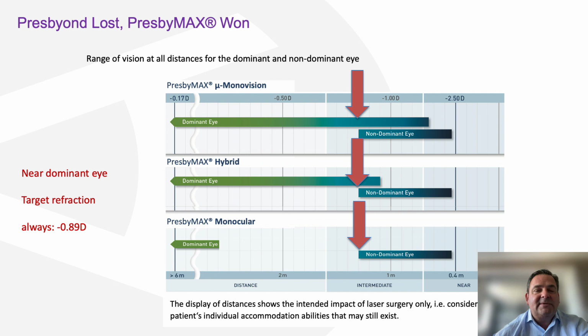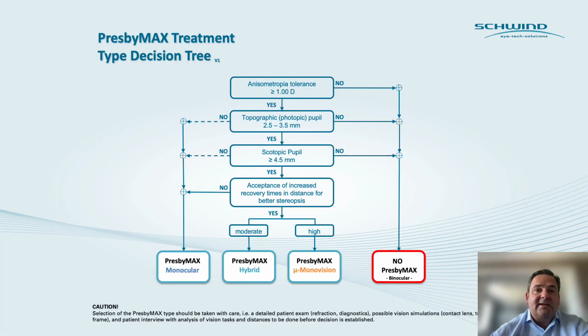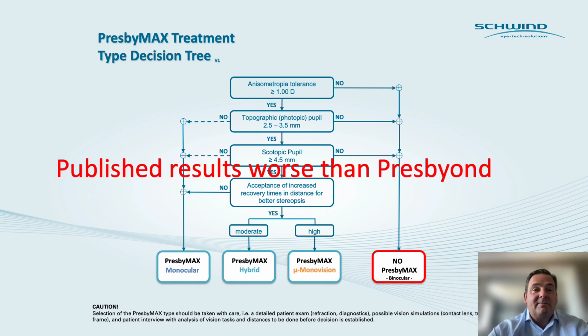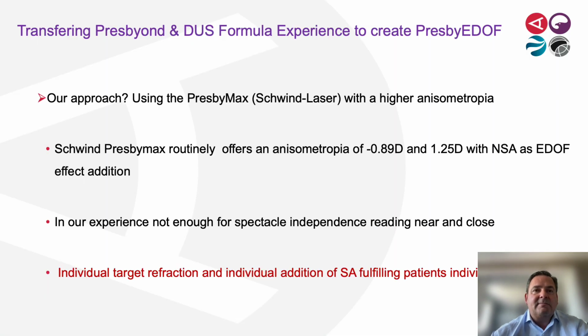PresbyMax to me seemed, with a target refraction in the near-dominant eye, the so-called non-dominant eye, of minus 0.9 diopters, not enough, and the decision tree was, at least to me, a little bit too complicated. Plus the results were worse than with PresbyOnt, if you looked at the literature. I tried to find my own way. That means I was transferring my experience with PresbyOnt and the Düsseldorf formula to create PresbyEDOF.